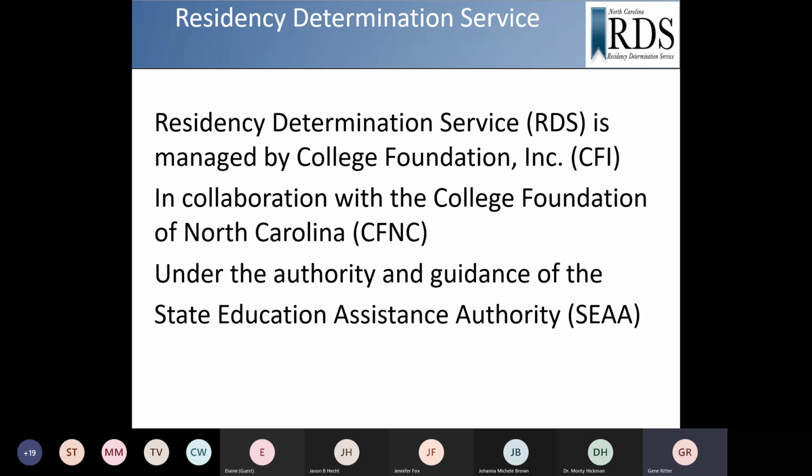I actually worked on the CFNC side as part of implementation and was the operations supervisor for a number of years before coming to this position. So we provide the policy guidance, write the official documents, and are there to consult with RDS. RDS does the day-to-day operations at CFI.